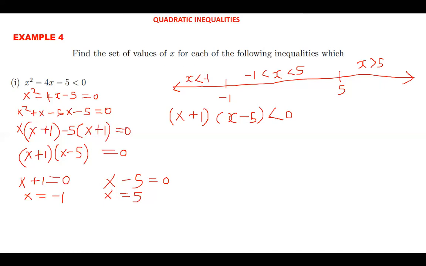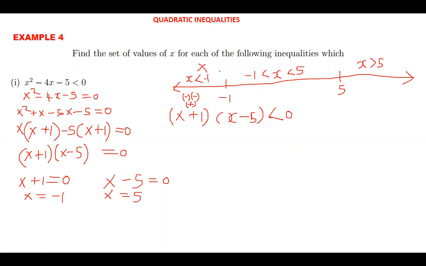So when we get any number that is less than -1, we get maybe -2. When we put -2 here, -2 plus 1, we get a negative number, which is -1. And then -2 minus 5, we get -7, still negative there. Then negative times negative is positive. So now you can try to see, is a positive number less than 0? Of course no. So this part is cancelled.